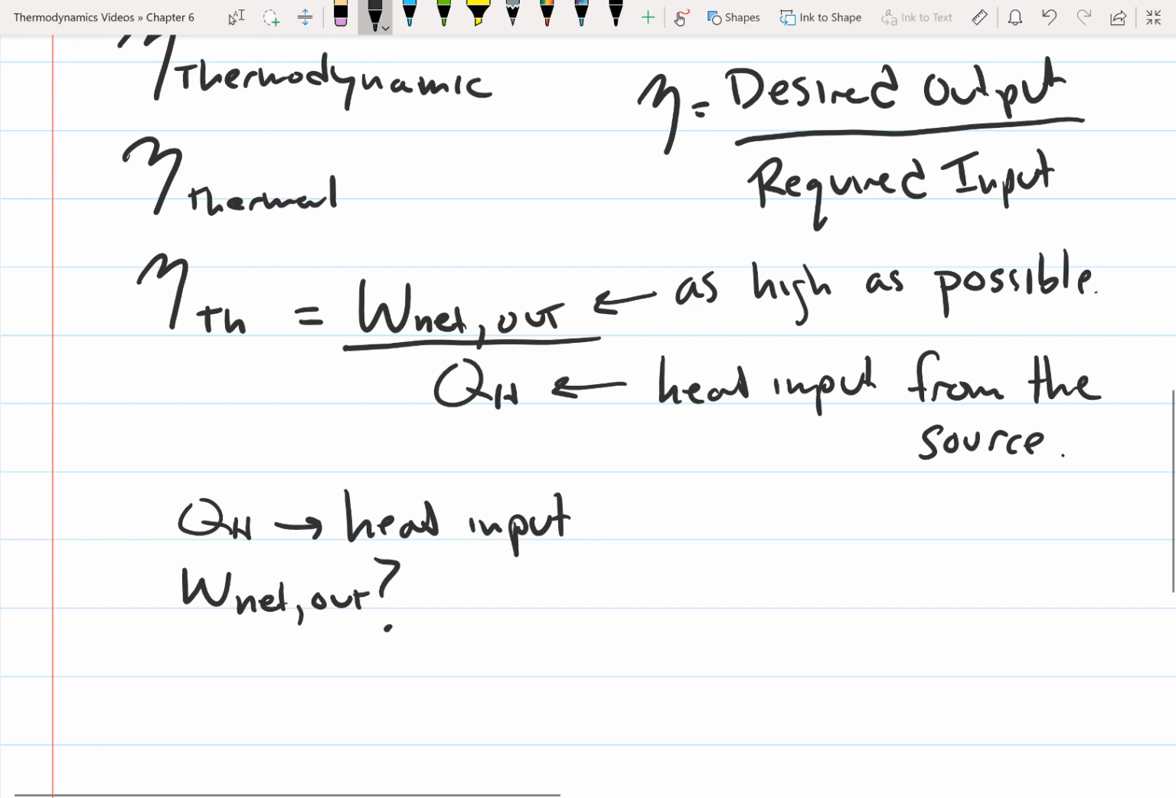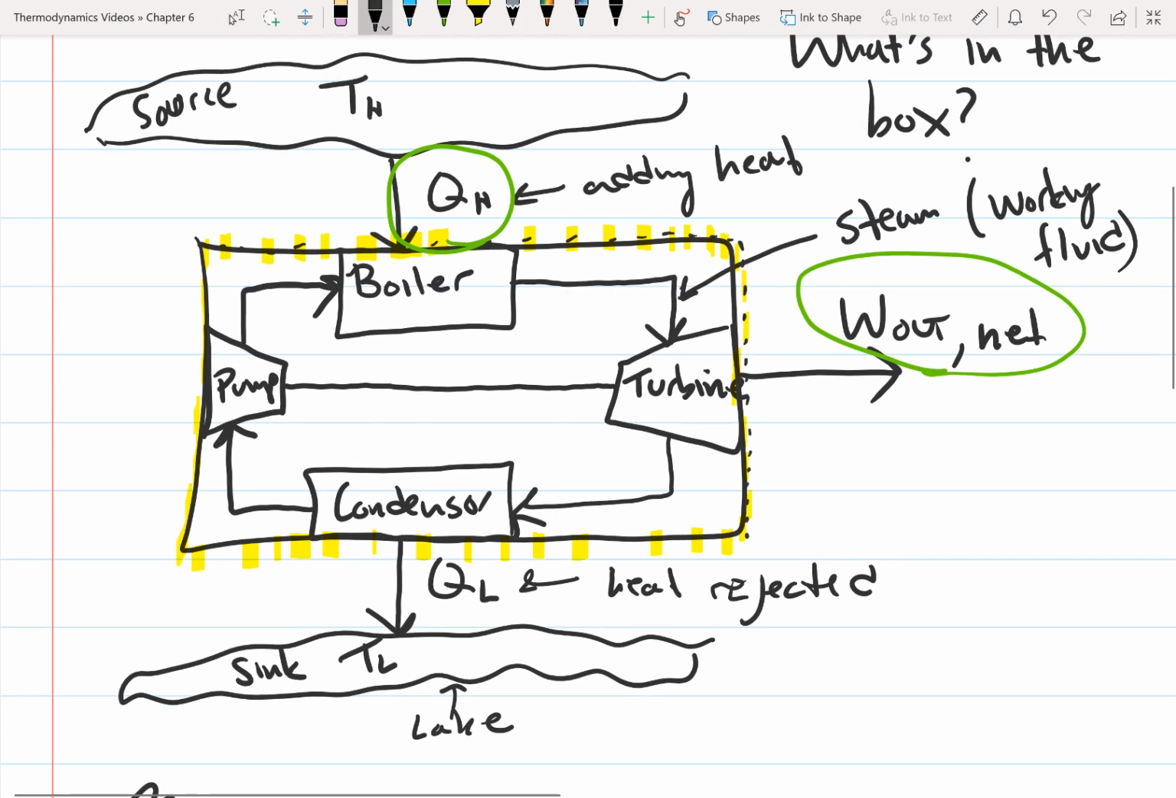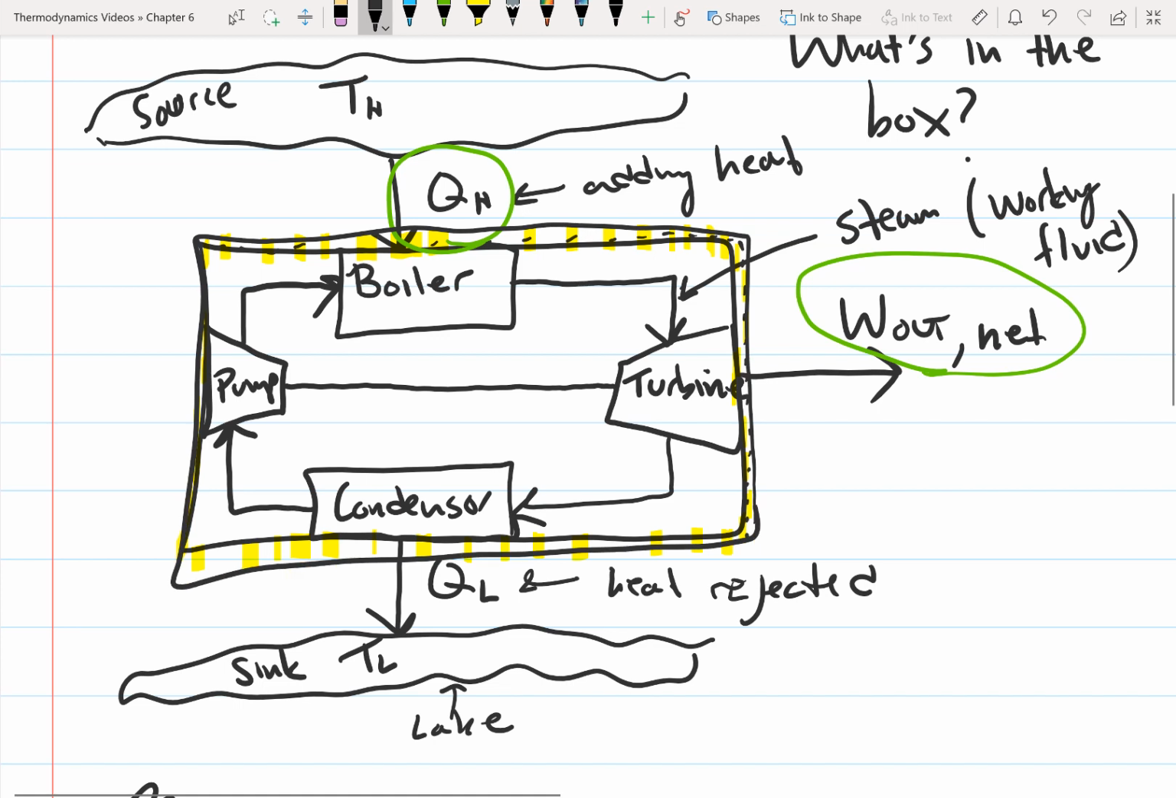Like what is that? So what we can do, if we go back and look at this cycle, if all of these are inside our system, so this is our system, we can just analyze this as a closed system because we don't have any mass going in or out of our system. The mass is all contained within the system, and so we can analyze this as a closed system.